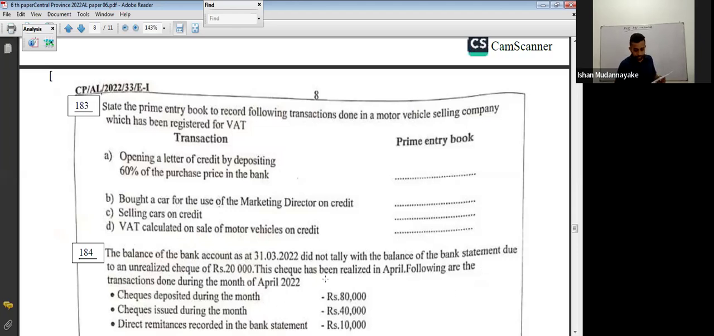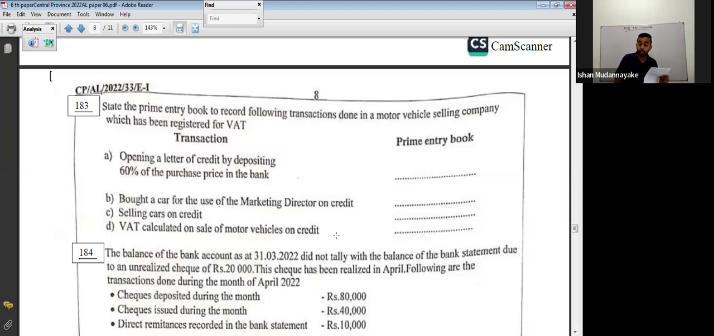Look at C. Selling cars on credit. What is the primary book? Yes, the sales journal is the answer. Right, B. VAT calculated on sale of motor vehicle on credit.